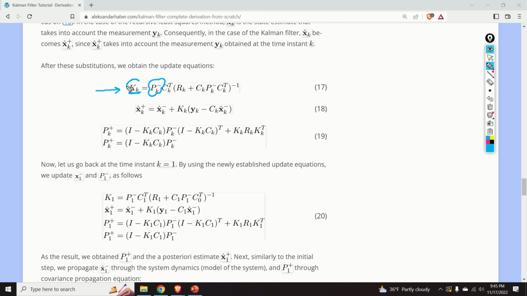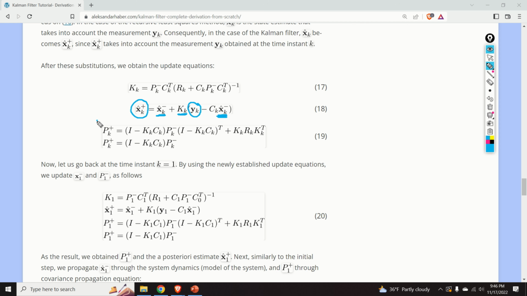After we compute our Kalman filter gain matrix, we proceed to compute the state estimate, that is, to compute the a posteriori estimate at the time instant k. The a posteriori estimate is simply equal to the a priori estimate plus the Kalman filter gain multiplying this term over here. And this term is the correction term. It's the output minus the output matrix times our a priori state estimate.